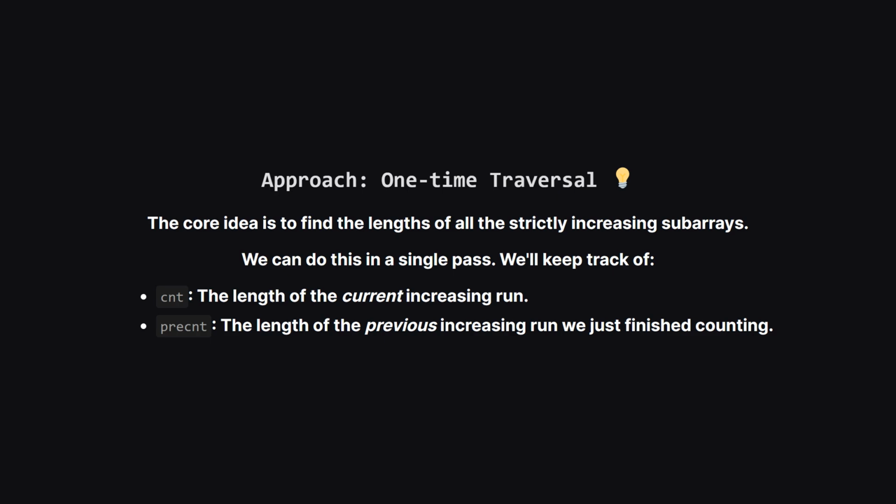The key insight is that we don't need to check every possible subarray. All we really care about are the lengths of the continuous, strictly increasing runs of numbers. We can find these lengths by just walking through the array once. We'll use two simple variables to help us. One, we'll call count, will track the length of the increasing run we're currently in. The other, previous count, will remember the length of the run that just ended.